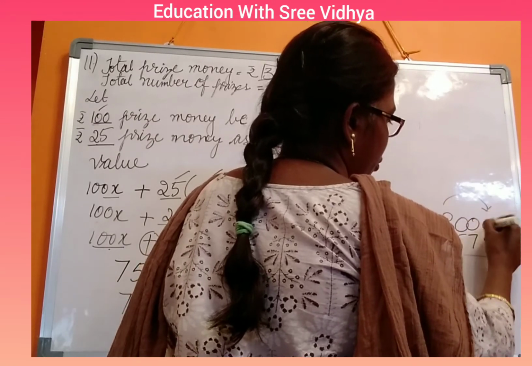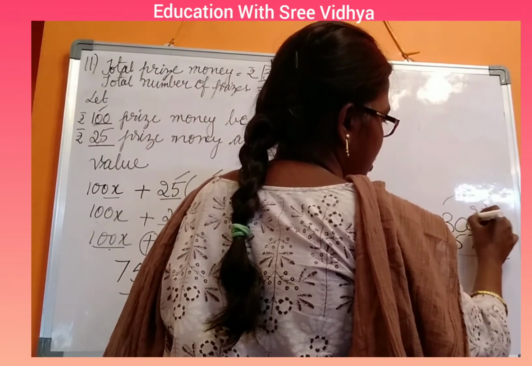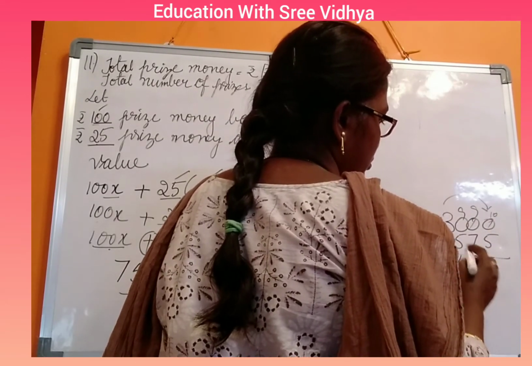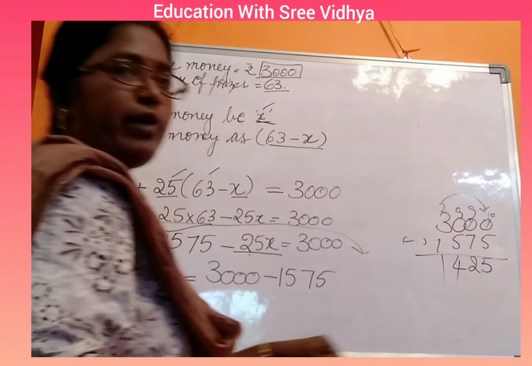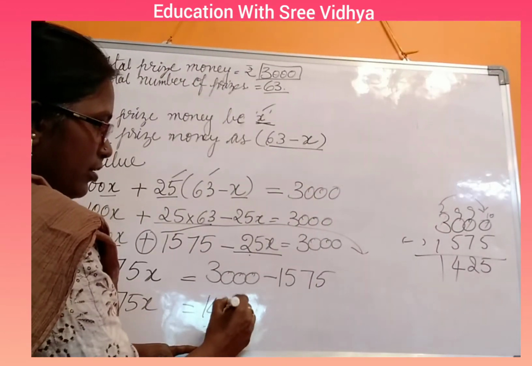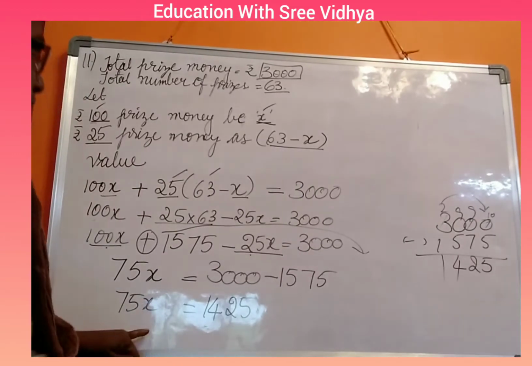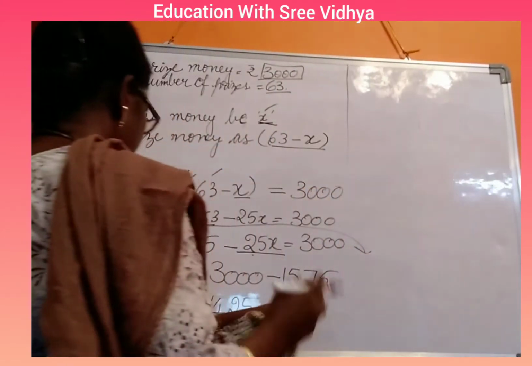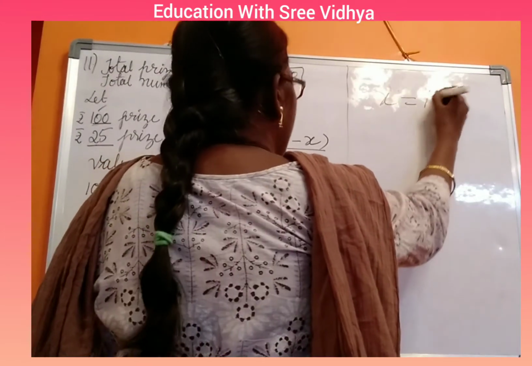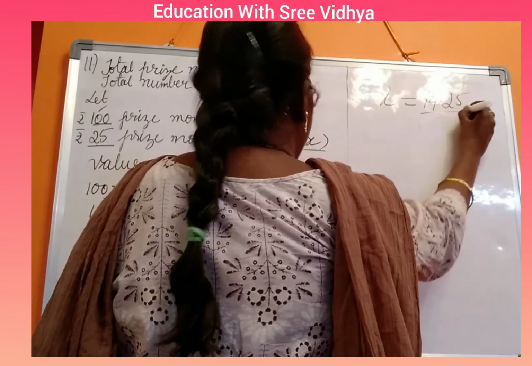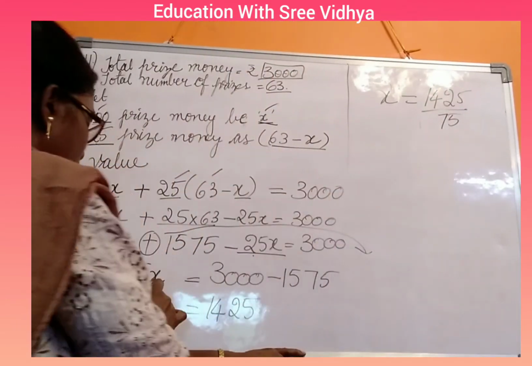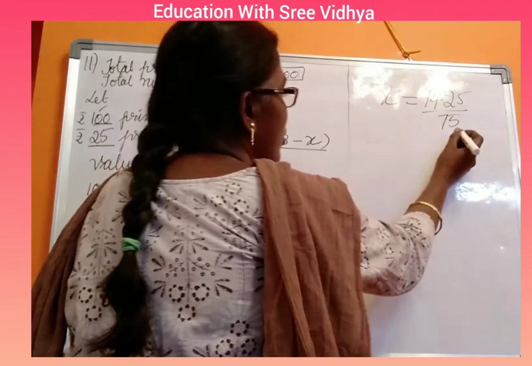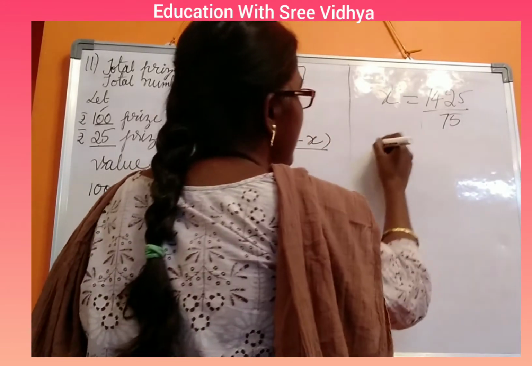So here we are carrying forward: 10 minus 5, 5; 9 minus 7, 2; 9 minus 5, 4; next 2 minus 1, 1. 1425. Right children? 1425. Next X is equal to 1425 divided by 75. So I am transposing over here. Here multiplication we have. If it goes this side, it becomes division. Now I am going to do division.